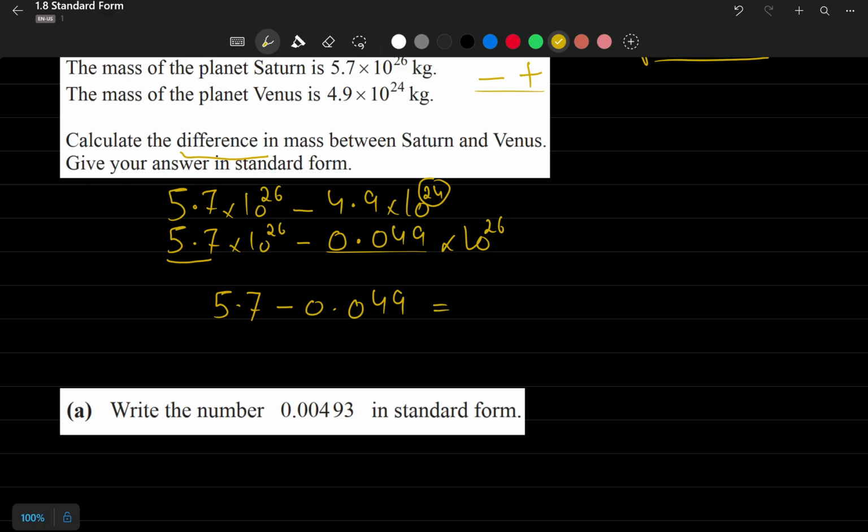049, and the answer we get is 5.651 into 10 raised to power 26. This is your final answer.